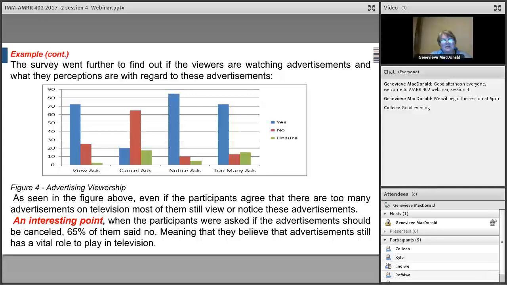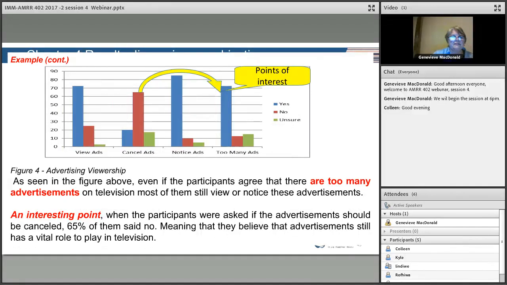An interesting point, you see that this person really looked at the results and thought about it. The participants were asked if the advertisements should be cancelled, 65% of them said no. So you've got this disassociation where they say there's too many advertisements, but they don't want you to cancel the advertisements. So there is that conflicting view. So that is your point of interest.